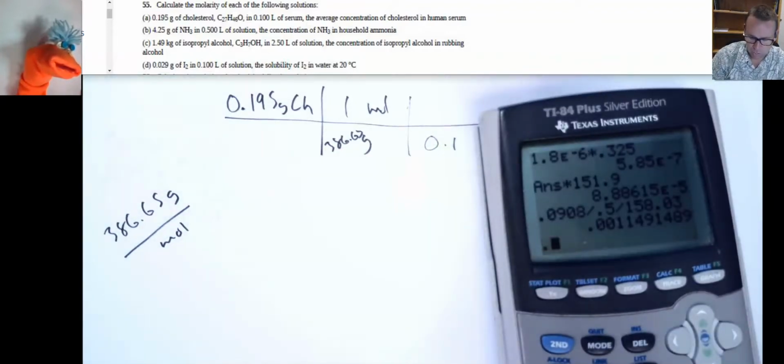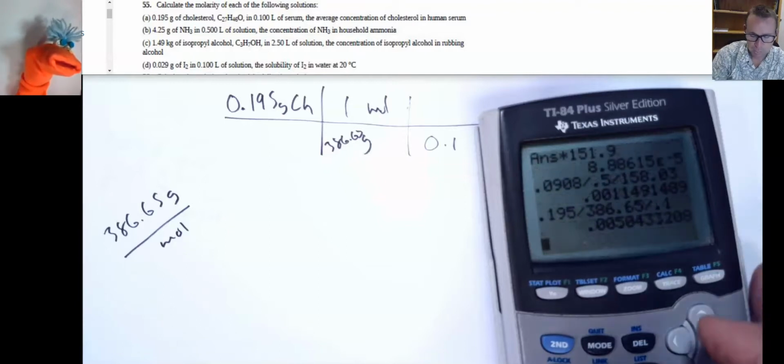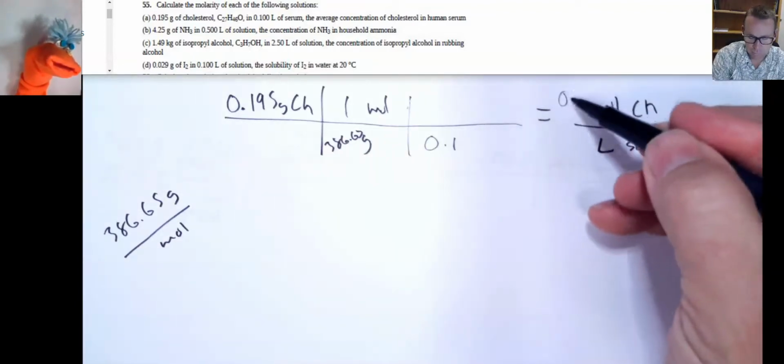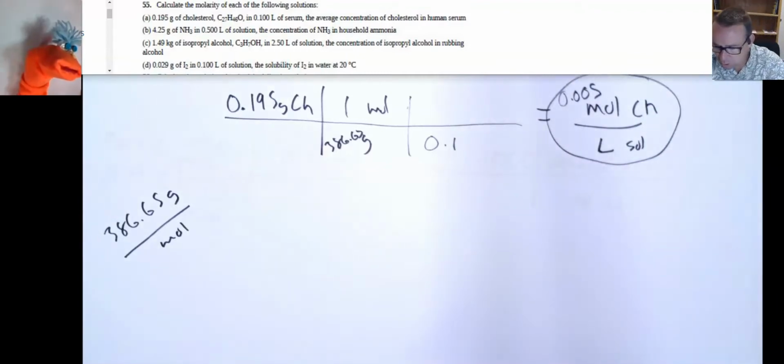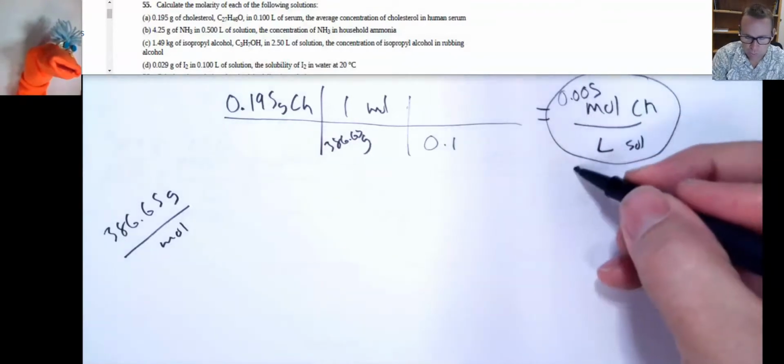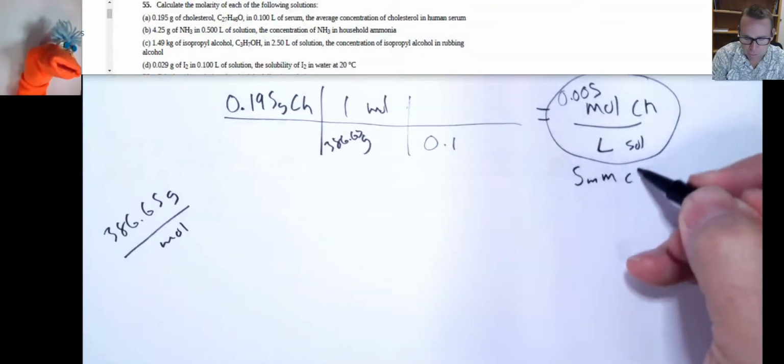So 0.195 divided by 386.65 divided by 0.1. 0.005 molar cholesterol. We can also call that 5 millimolar cholesterol.